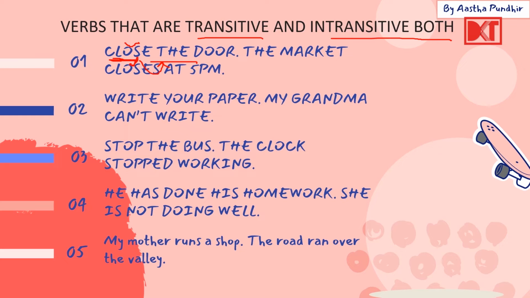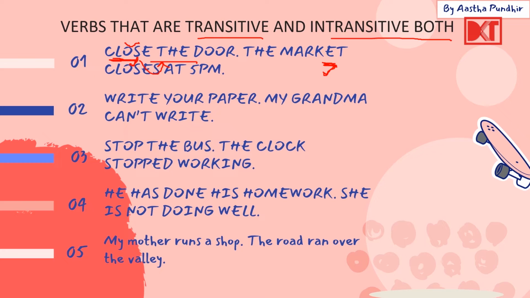But let's see the next sentence. The market closes at 5 p.m. Here the market closes. The verb is to close only. But does this verb in this sentence require an object to complete its meaning? The market closes. Can we ask the question of what? The market closes what? No, we cannot ask the question of what. So here this is an intransitive verb because it does not require the object to complete its meaning. Alright.